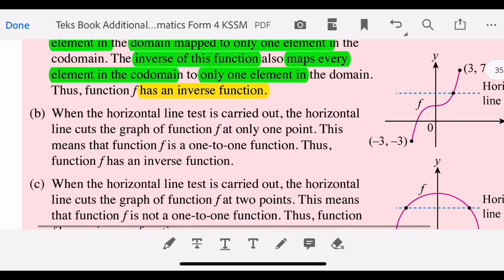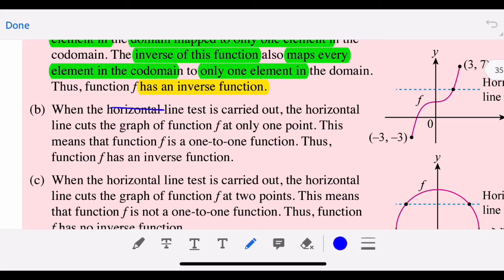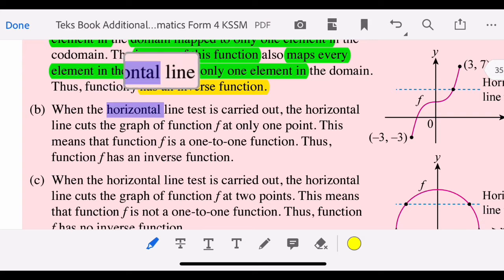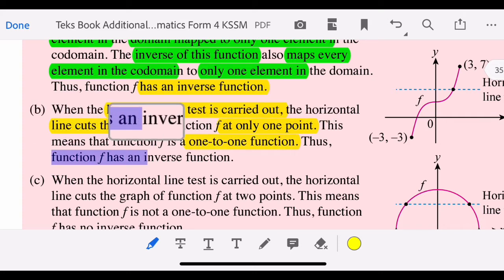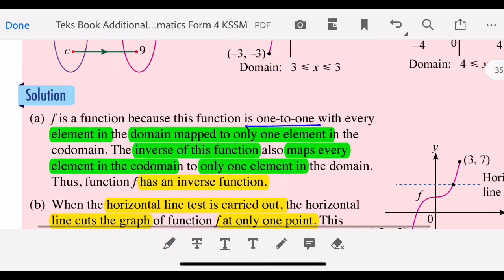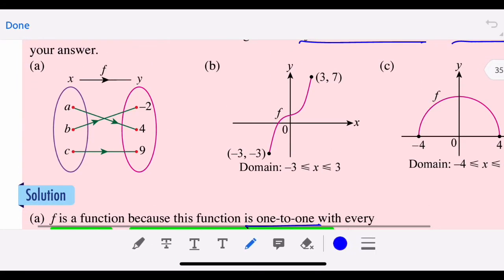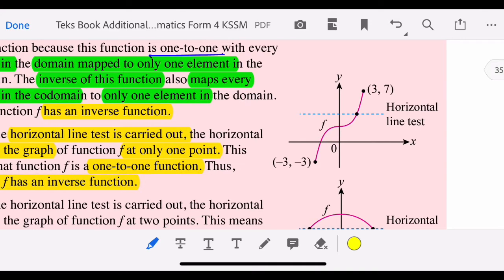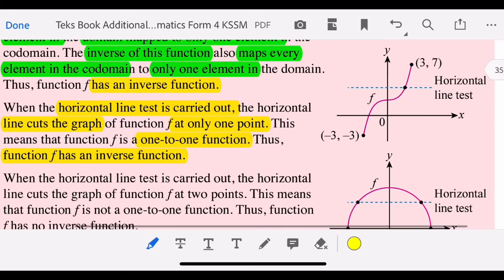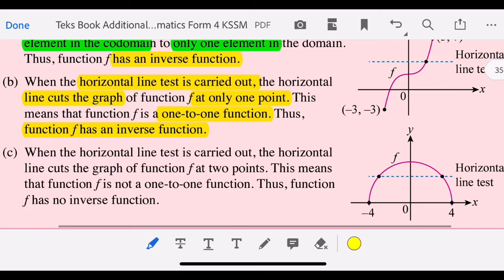When the horizontal line test is carried out, the horizontal line cuts the graph of the function at only one point. So this means the function is a one-to-one function, and the function has an inverse function. For B, you can just draw like this. Obviously this horizontal line test is telling us it's a one-to-one function, thus the function has an inverse function.